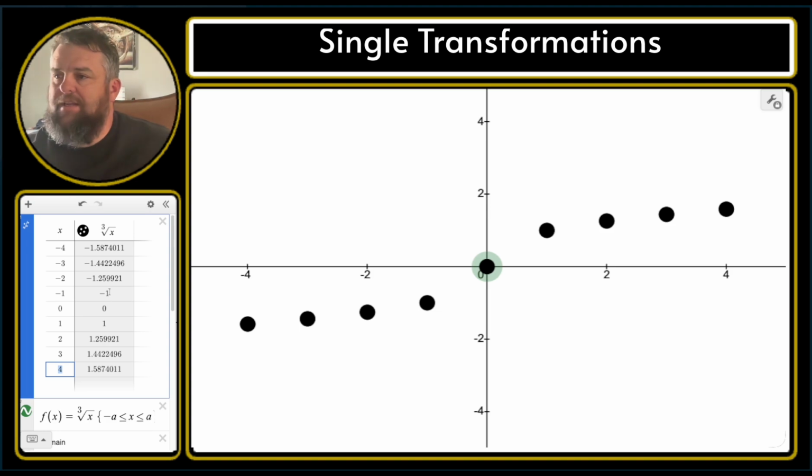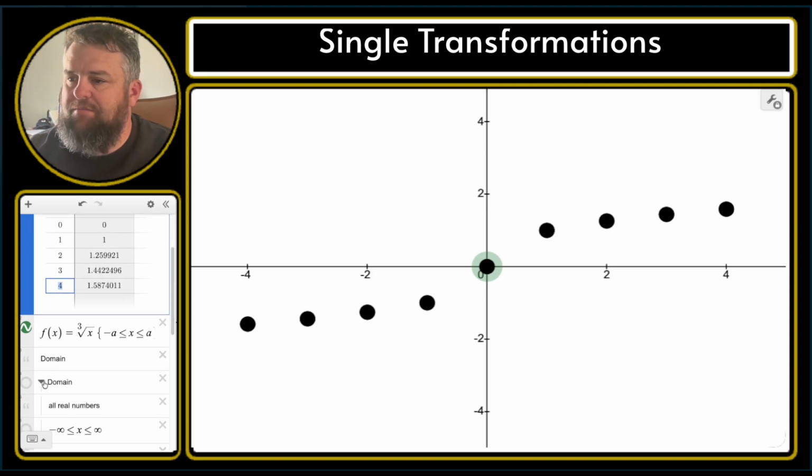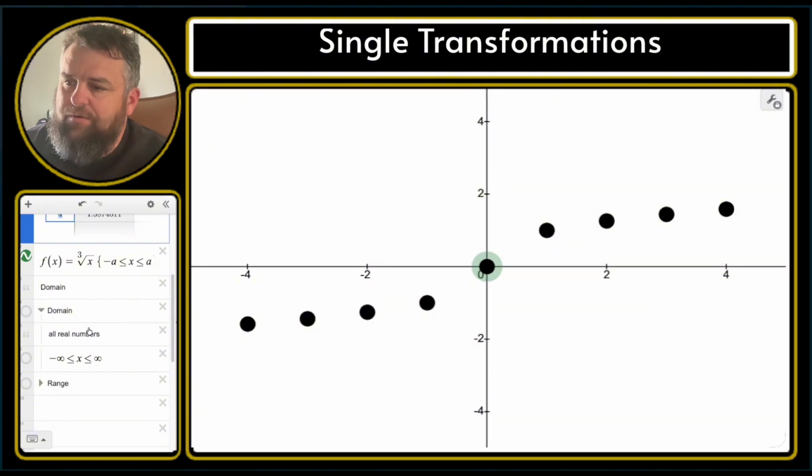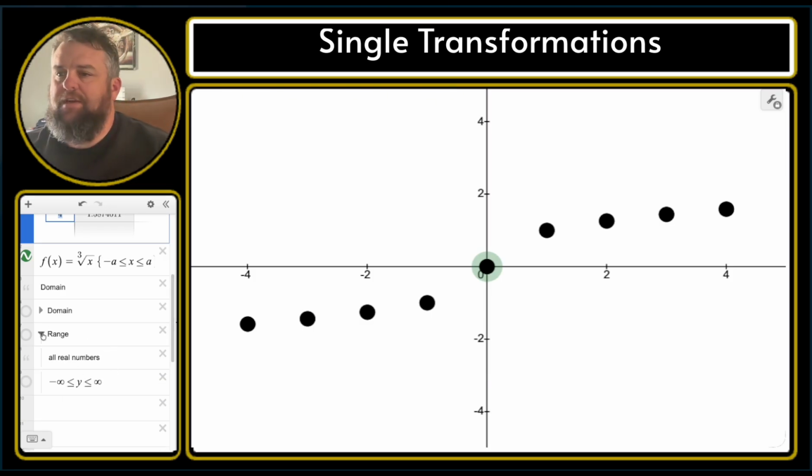Okay, so what that's telling me is I can go all the way to the left. So my domain is going to be all real numbers as well, just like the cubic function. It goes from negative infinity to positive infinity. The range is also going to be all real numbers. It goes from negative infinity to positive infinity.